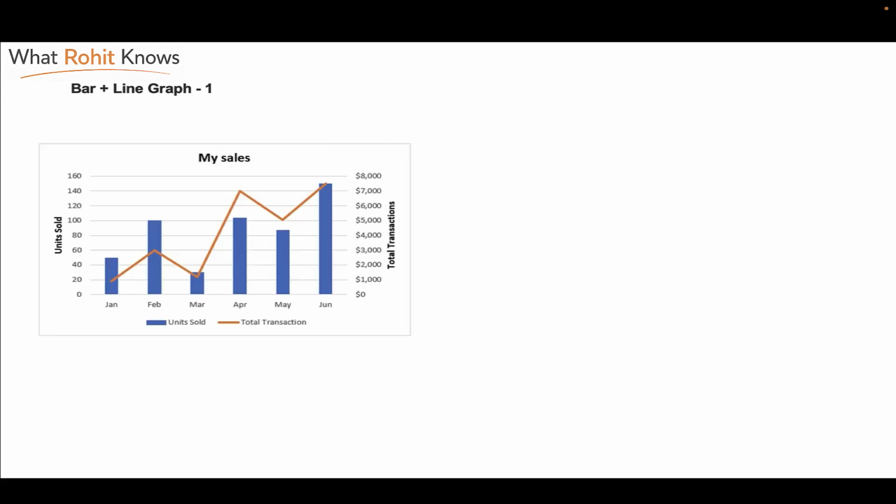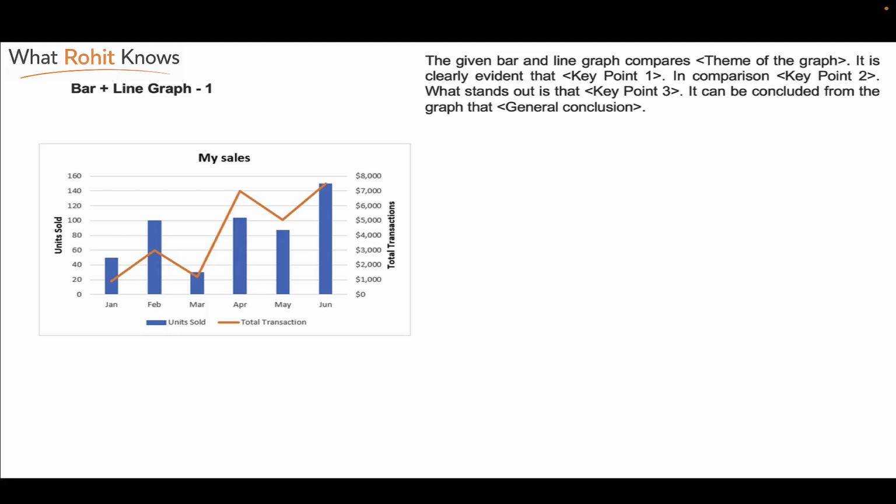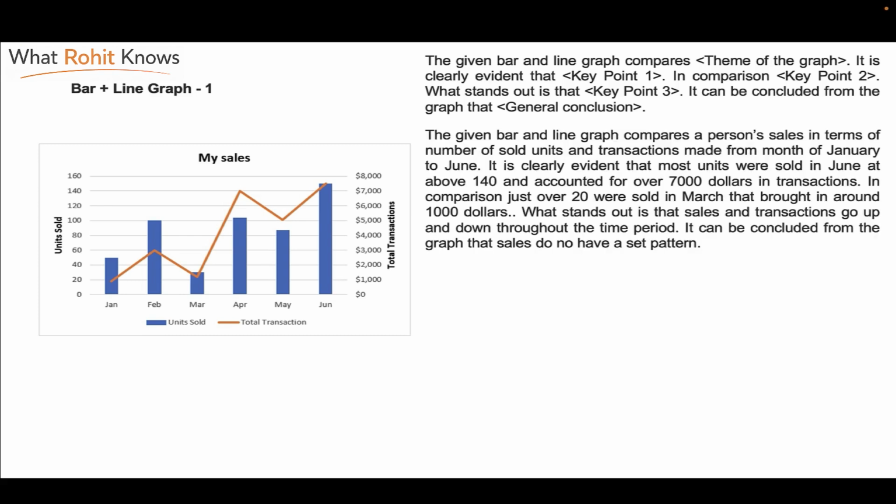So that's line graph. Now, sometimes it gets even more complicated, you may see a combination of a bar graph and a line graph. And then the template changes only a little bit. You can say the given bar and line graph compares. So for example, in this case, the given bar and line graph compares a person's sales in terms of number of units sold and transactions made from month of January to June. The rest of it is pretty much the same template that we were using for other graphs.